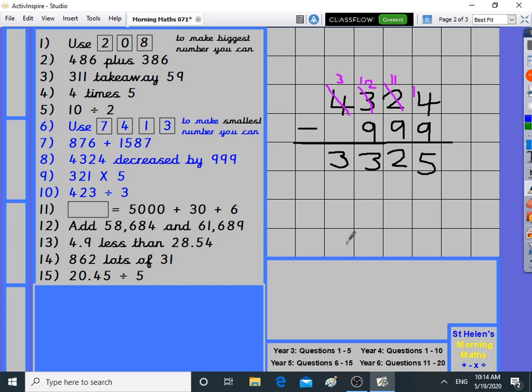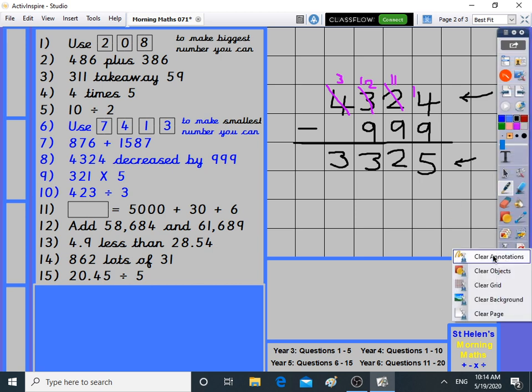3,325. Minus made things smaller. The top number got smaller when we got down to the answer. Top number got smaller because minus makes things smaller. 3,325 looks correct to me. Let's move on to number 9.